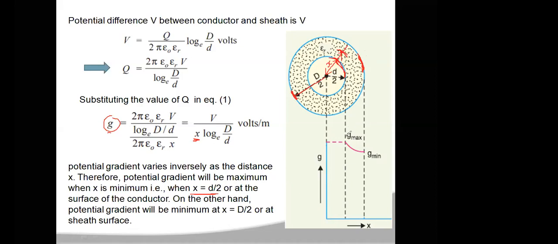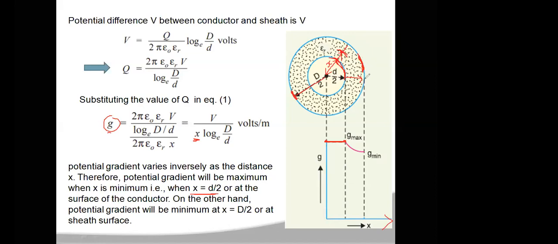Okay, so you see in the graph, if you plot a graph between the distance x and this potential gradient g value, from the center of the conductor to the surface of the conductor, this potential gradient or electric field intensity will be constant, right? From the surface of the conductor, the value of the potential gradient will go on decreasing. At the surface of the conductor it will be maximum, and as the distance increases, this gradient or stress value will go on decreasing and will be minimum at the surface of the sheet.